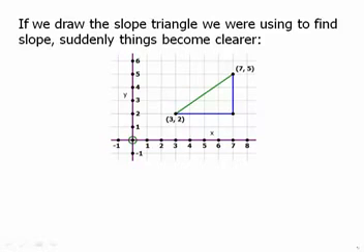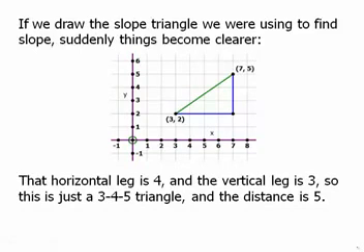Well, it's very easy to find the rise and the run in that slope triangle. The rise is 3. We can see the vertical leg has a length of 3. The horizontal leg, the run, has a length of 4. So if the horizontal leg is 4 and the vertical leg is 3, this is just a 3, 4, 5 triangle. And so the distance between those 2 points, the hypotenuse, has to be 5.